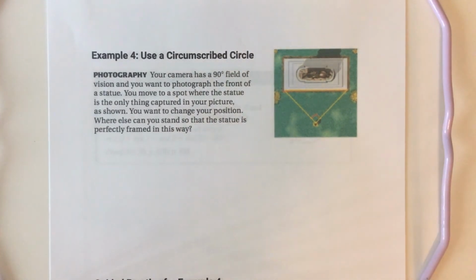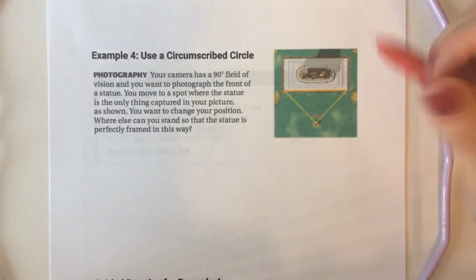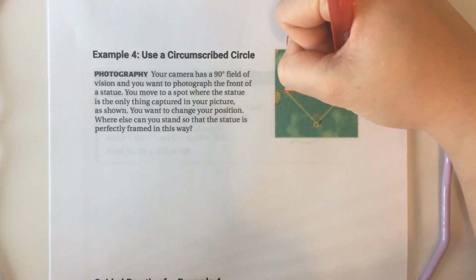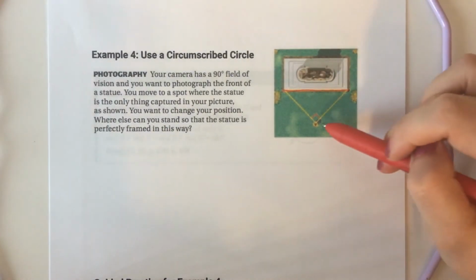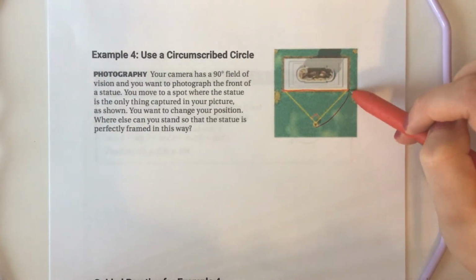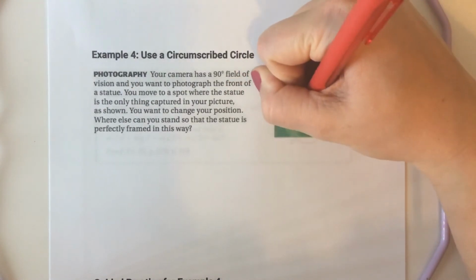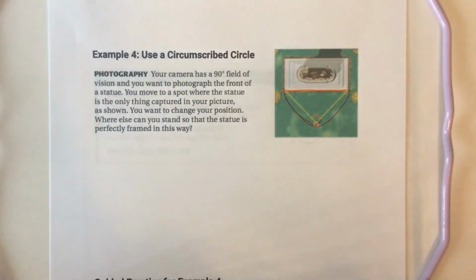So basically you want the statue to be the diameter of your circle. So you can't see anything around it. It fills up the entire half of the circle, which is shown here. So if this is our diameter, the face of this statue, we can think of a circle surrounding it where it's the diameter. And I'm just going to sketch a little circle here.